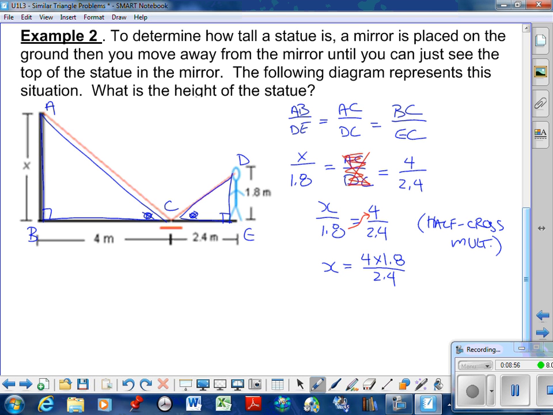We shut her down. So calculating that out, we get x equals 3. So therefore, the statue is 3 meters tall. On to the next example.